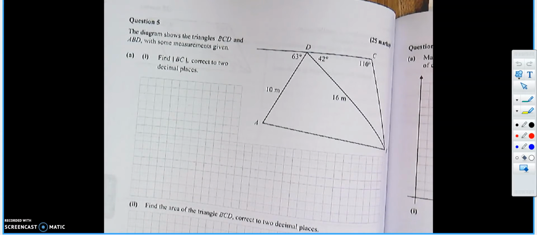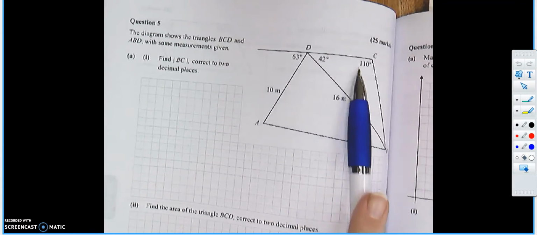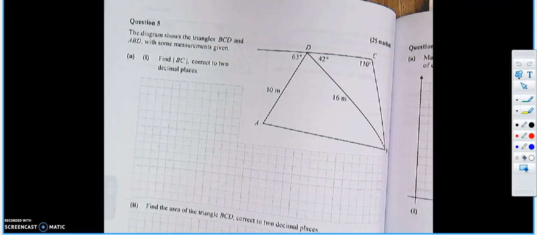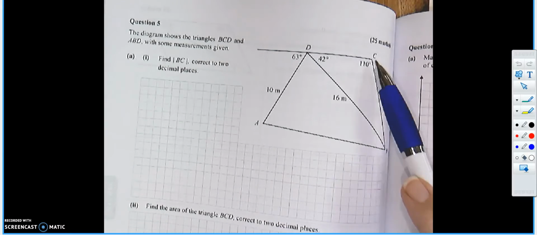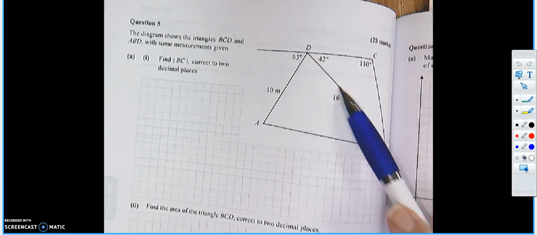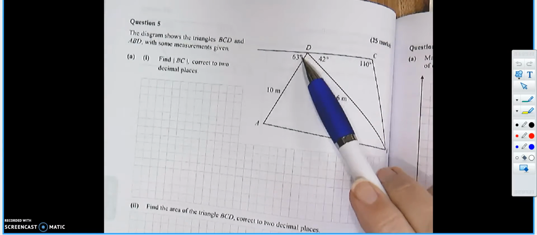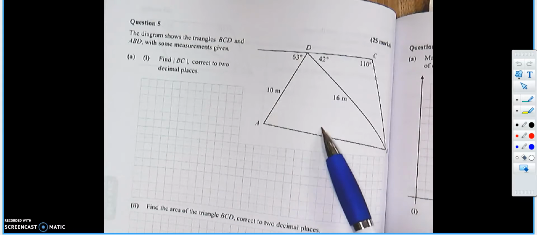The paper I'm showing you at the moment is 2015 paper 2 question 5. On the picture it has given you a typical trigonometric drawing. They've told you it's made up of two triangles, the triangle BCD, so B going to C to D, that's that triangle, and the triangle ADB, which is the larger of the two. In terms of questions, it asks you to find the length of a particular line, the area of a triangle, and the length of a different line.